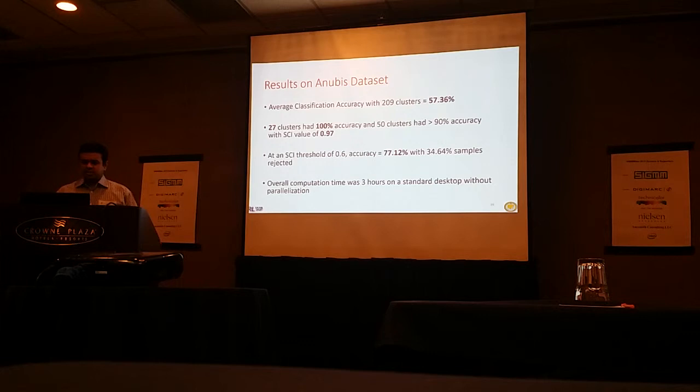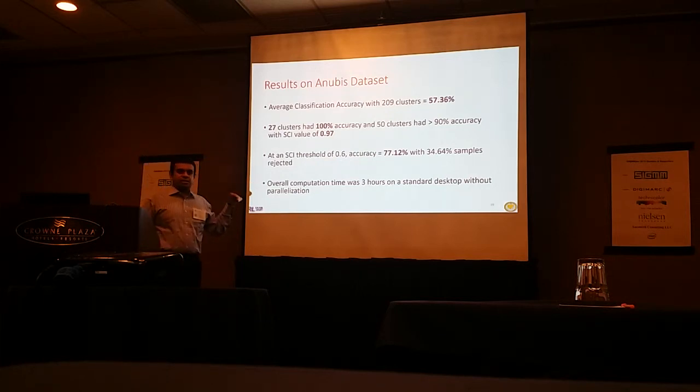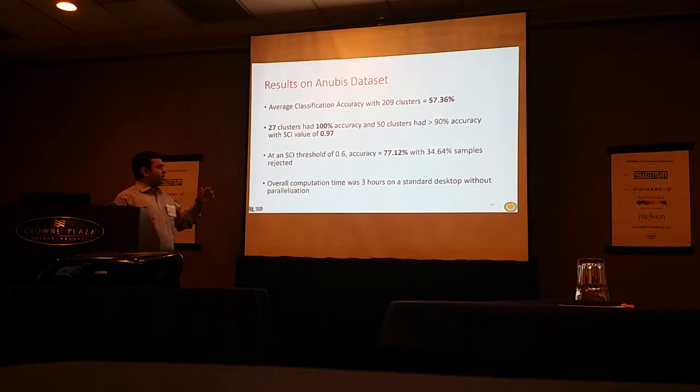On the Anubis data set, the classification accuracy was 57%, although there were only 209 classes. 27 classes plus clusters had an accuracy of 100%, and 50 had more than 90%. And the SAI value was 0.97 for this too.